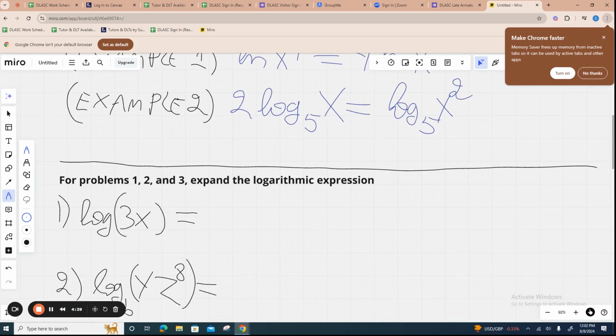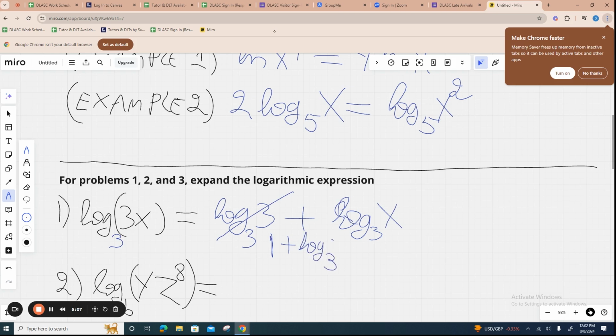Well, this one is log of 3x, a bit similar. So as we did, that's 3 times x. So that's log of 3 plus log of 3 of x. We expanded, but this here is 1. So that's 1 plus log 3 of x, right? Log 3 of 3 is 1. Log 7 of 7 is 1.